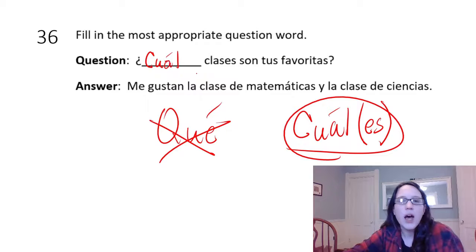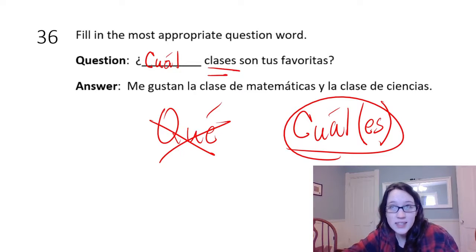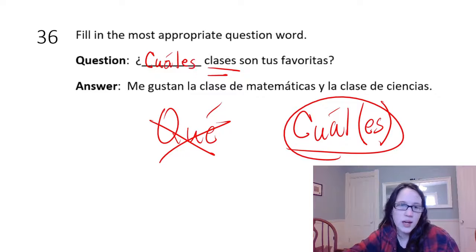Cuál, that's an A. But we need to figure out if it's going to be cuál or cuáles. And again, it's going to match whatever word comes next. And again, we're looking at clases, which is plural. So that's why it's going to have the -es on the end. It's a little bit sloppy, but it's cuáles with an accent on the A. There you go.